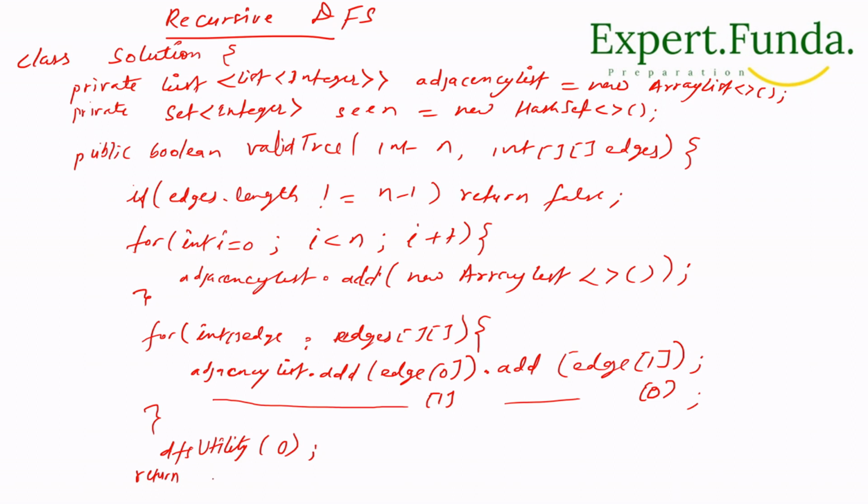seen.size(). If size equals n, it will return true, meaning the graph is valid, right? So this is all about it. We have to create the DFS utility, right? So let's go and create the DFS utility method.